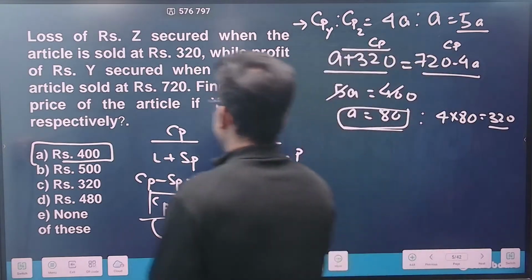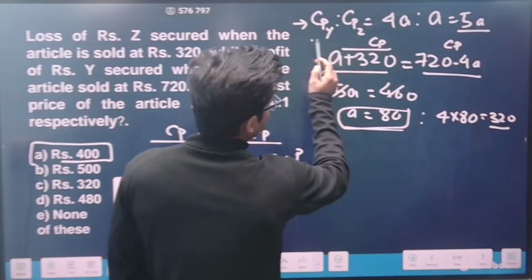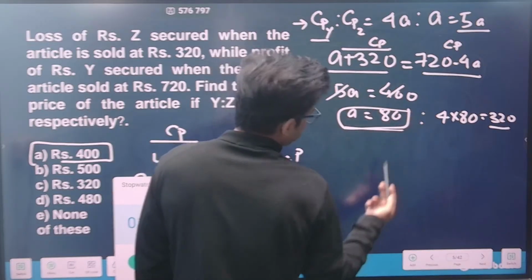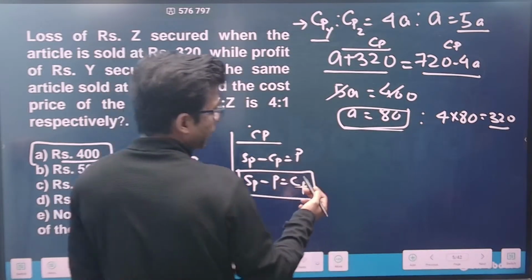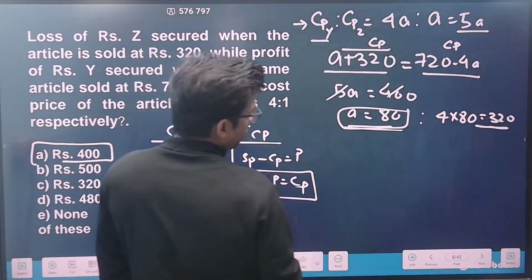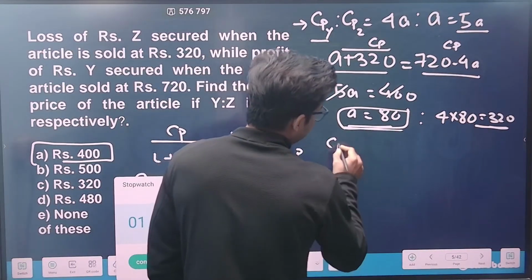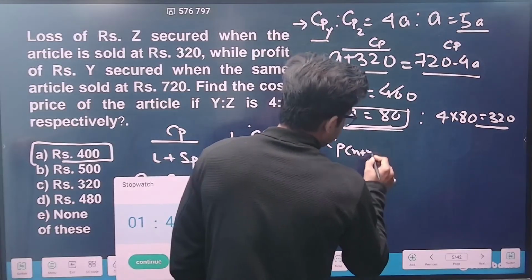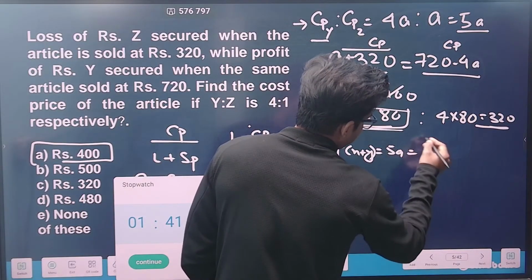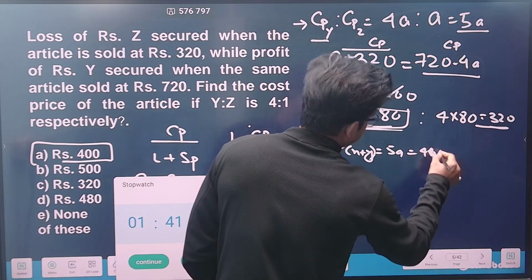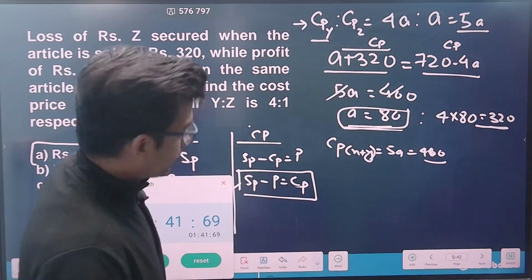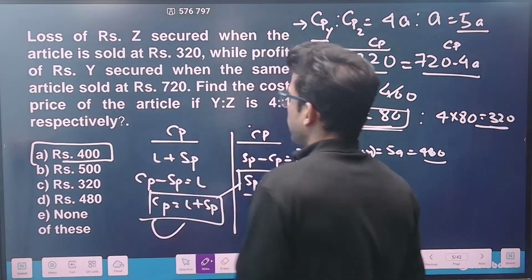See, again I am repeating. Single cost of article Y and single cost of article Z, I have respectively figured out. Now one is 80 and the other is 320. If I need to figure out the cost price of articles Y plus Z in terms of ratio, it would be 4A plus A, 5A, and that would be 400. 5A value is 400, isn't it? I hope this is done. So let's go for the next one.